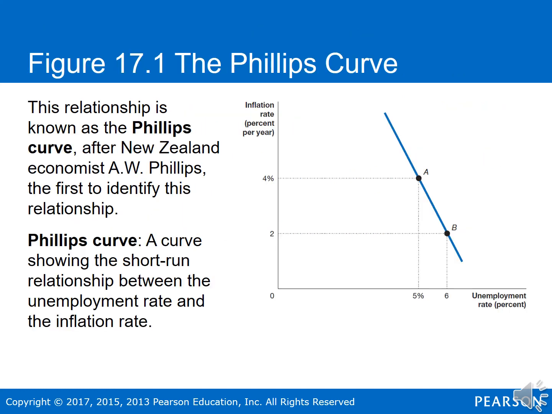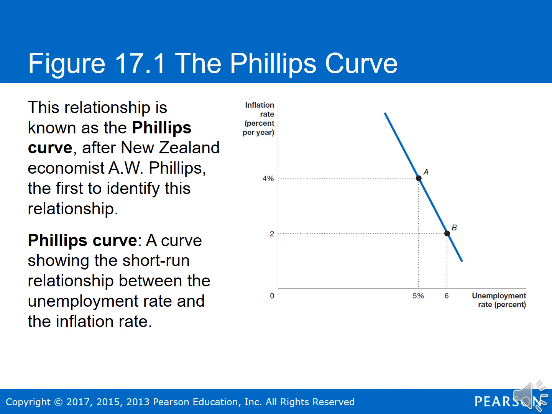This is known as the Phillips curve, named after A.W. Phillips, the first economist to identify this relationship. He first looked at Great Britain over a 50 or 75-year period and showed that there was a high correlation between the unemployment rate and the inflation rate, which he then extended to a bunch of other economies. Since that time, the graph that shows the short-term relationship between the unemployment rate and the inflation rate has been called the Phillips curve, named after him.